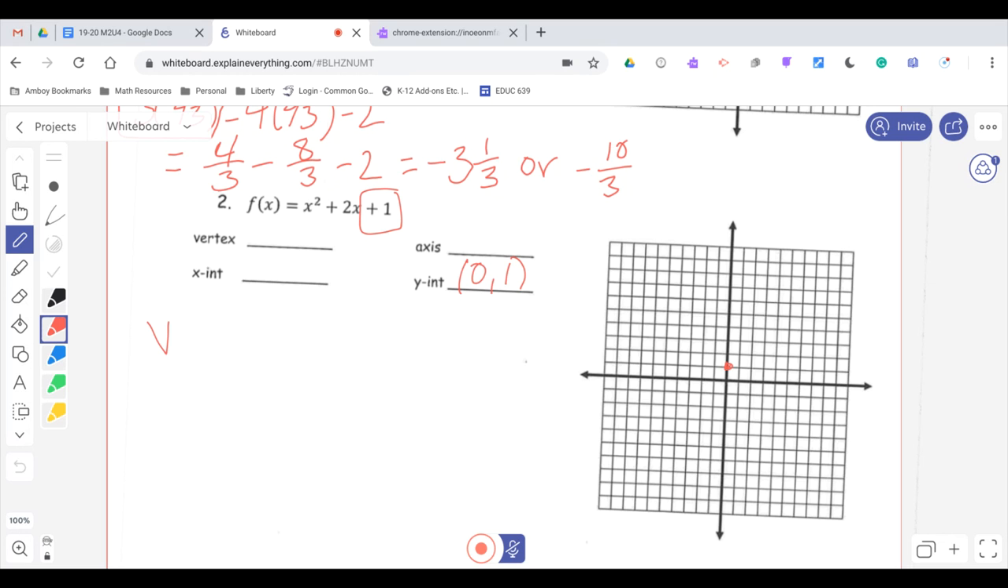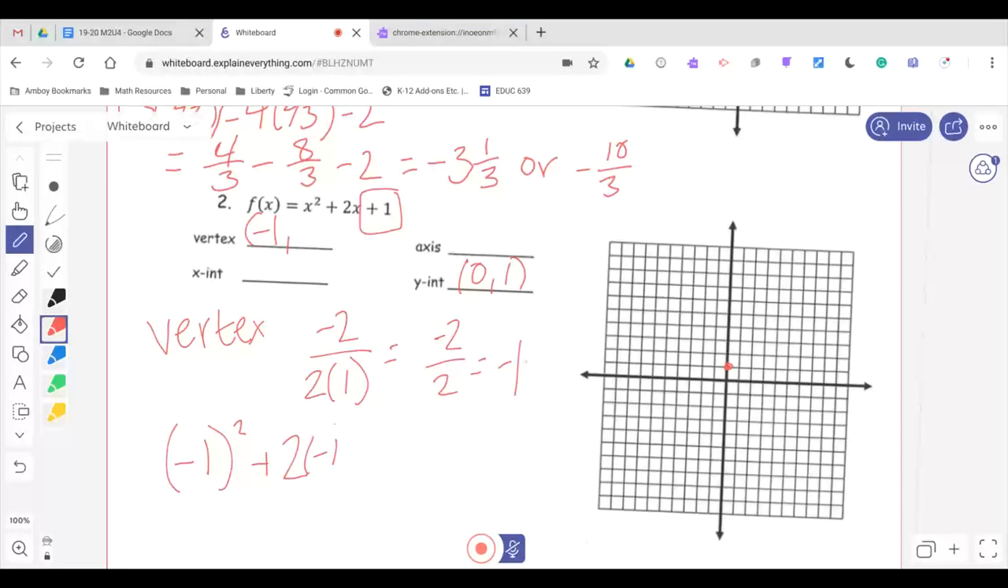And I'm going to use negative b over 2a to do my vertex. So b is 2, so I'm going to have negative 2 over 2 times a, which is 1. So I really have negative 2 over 2, which is negative 1. That's the first part of my coordinate. Now I'm going to plug that back in. So I'm going to have negative 1 squared plus 2 times negative 1 plus 1.